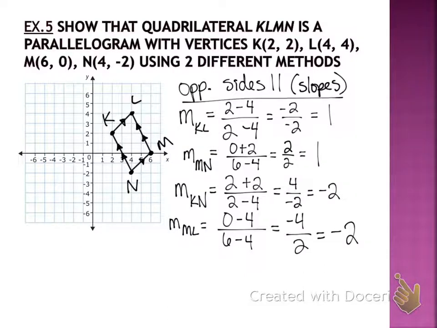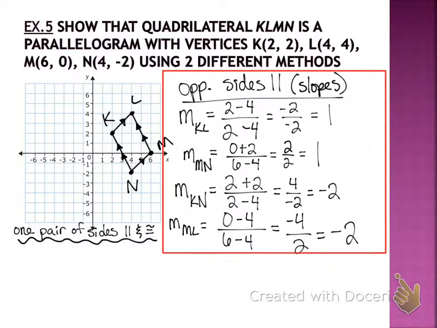So I would say our next method would be one pair of sides both parallel and congruent. So this is my second method. I'll try to box this one off. Here was my first one. I'm going to try to show the second one down here, or at least start it. Which pair of sides do you want to use?